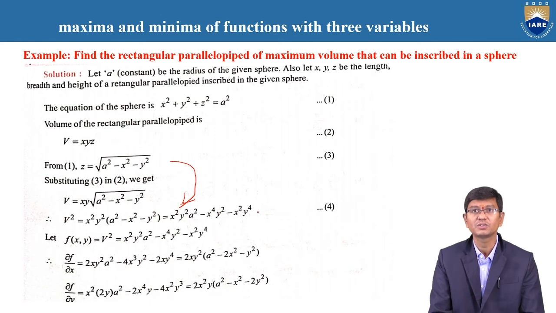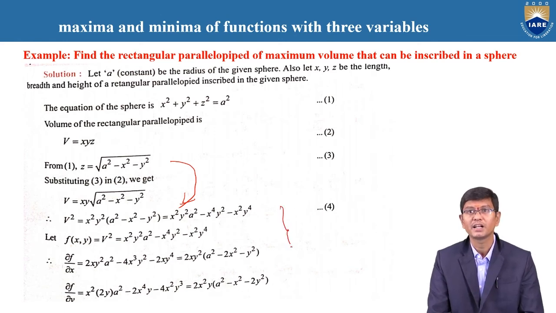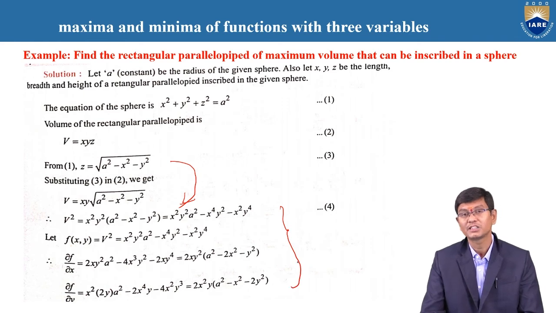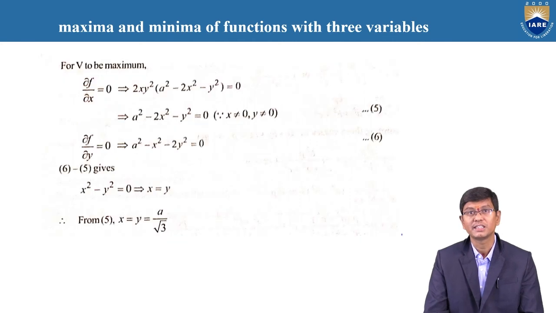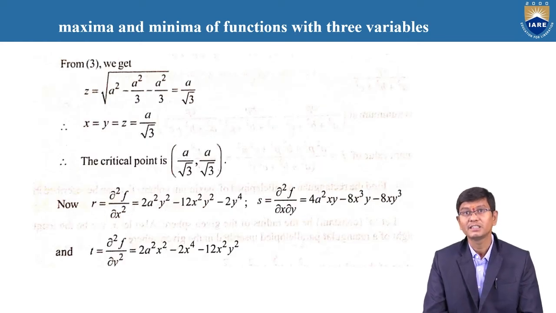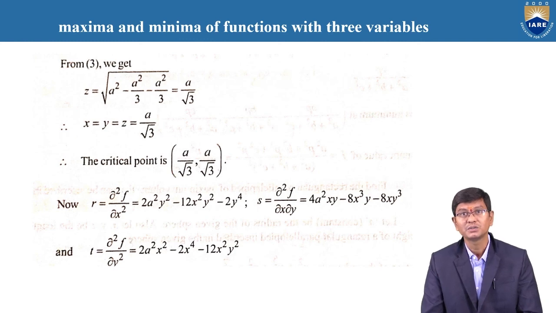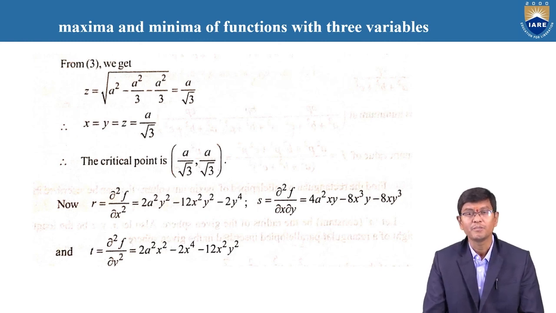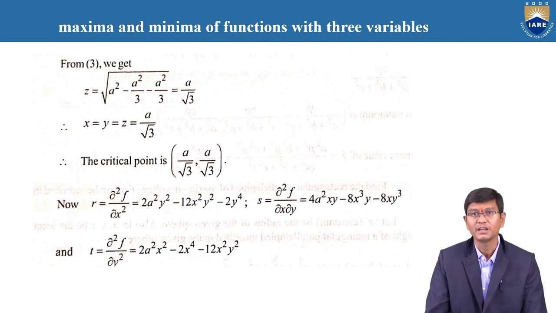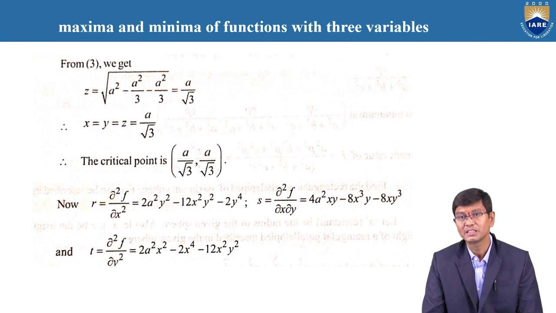Once again we need to solve the equations dou by dou x and dou by dou y, and similarly find r, s, t, and by solving these two equations we get the stationary points. The stationary points are x is equal to a by root 3 and y is equal to a by root 3. After getting these stationary points, we replace them in the z value, and z is similarly a by root 3. These are the critical points, a by root 3 comma a by root 3. Now we need to find r, s, t.